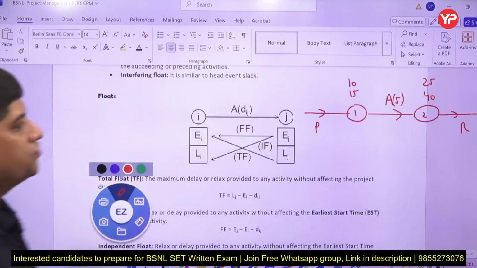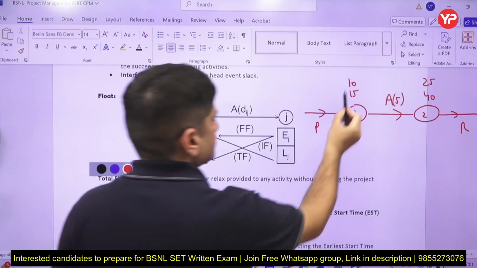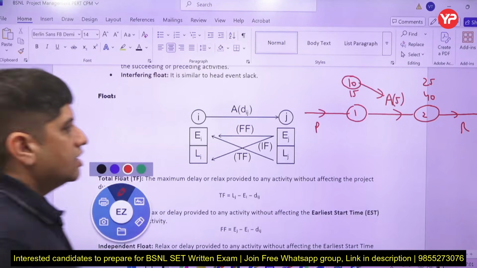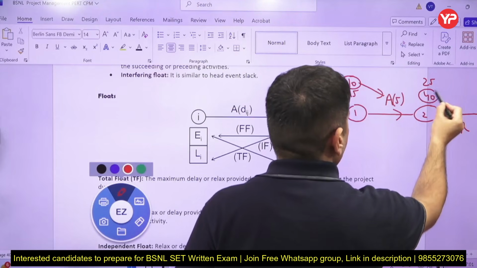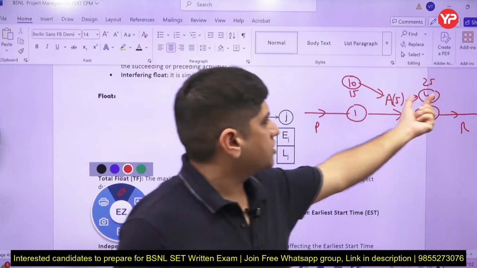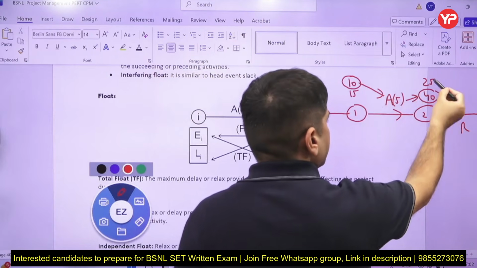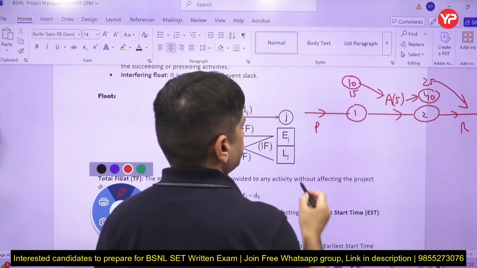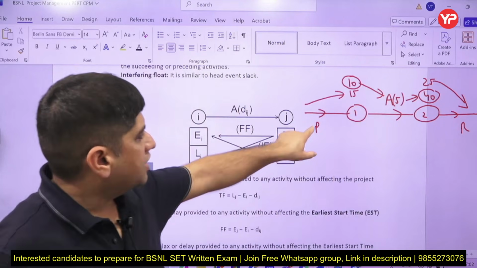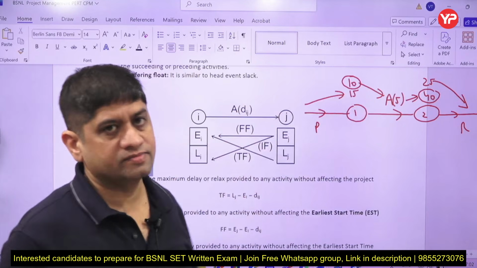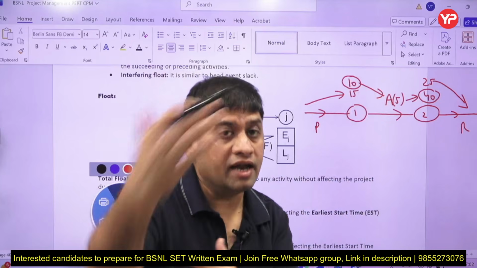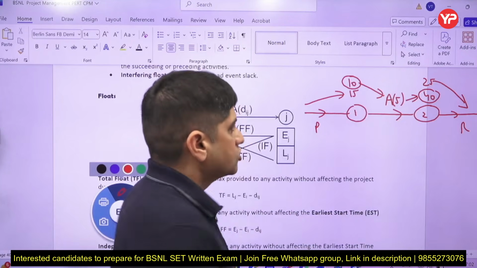So earliest when can I start activity A? After 10 days. By latest when can I complete activity A? Latest by 40 days. Earliest when can I start activity R? 25 days. Latest when can I finish activity P? I need to complete P latest by 15 days. When can I earliest start A? After 10 days. When can I latest finish A? After 40 days.